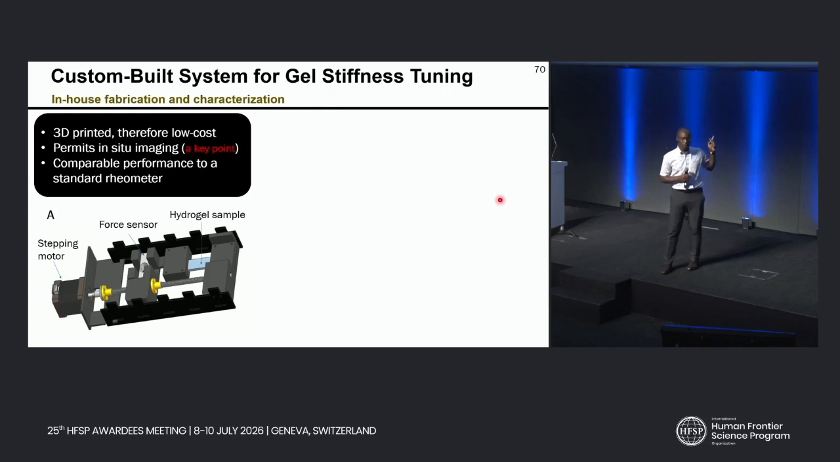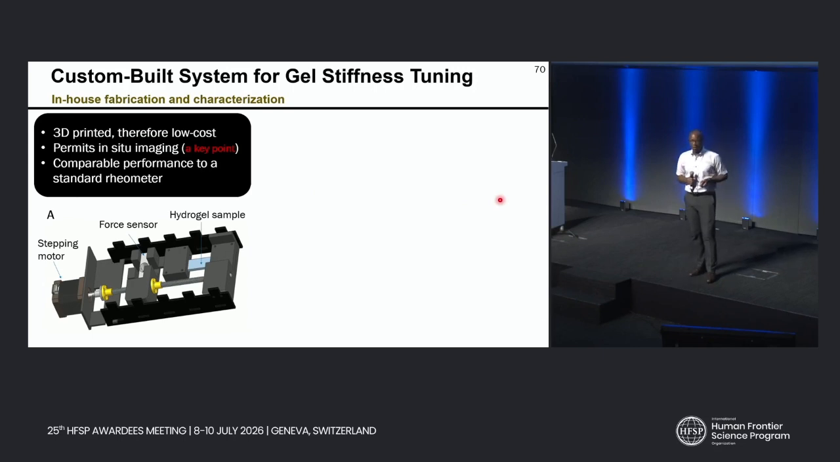Some very smart engineering students used a 3D printer and a low-cost device that could permit in situ imaging, and we could compare the performance with the rheometers so that we could tune the stiffness of the gel, because stiffness is known to influence the whole migration process, because the migration depends on cells probing the matrix, depending on the matrix stiffness.